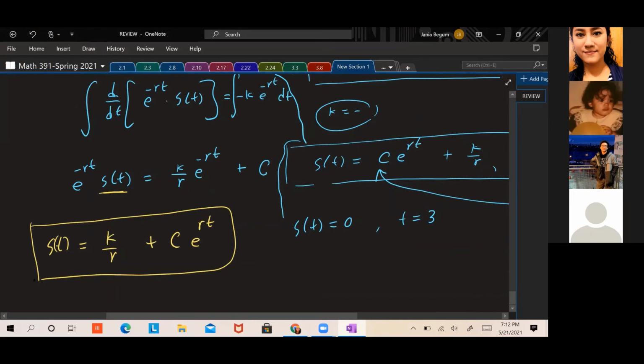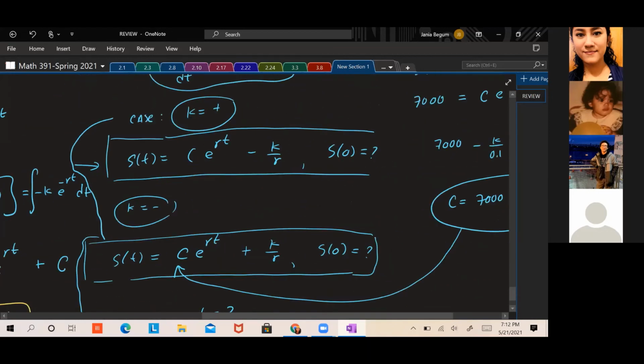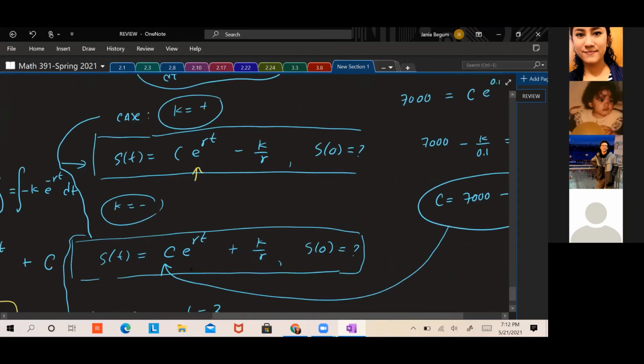Just a clarifying question. That's regardless of whether k is positive or negative, right? It's always going to be e to the positive rt. Right, so this is always the same.